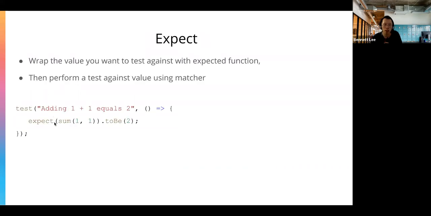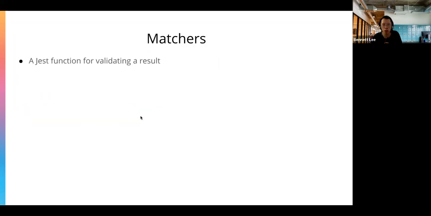And this is the first part of it. The second part is the matchers. The matchers are incredibly important. The matchers are what you're actually using to validate the result is what you expect it to be. So you're comparing the value that is outputted from the expect function with a matcher.